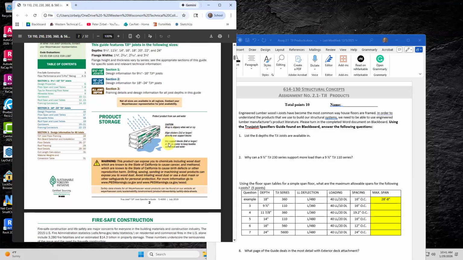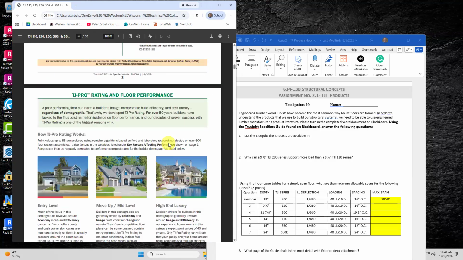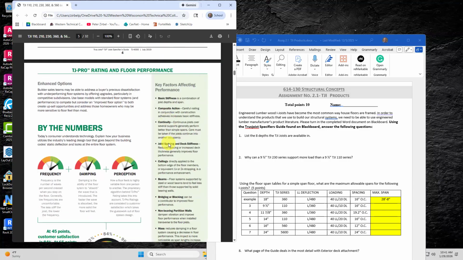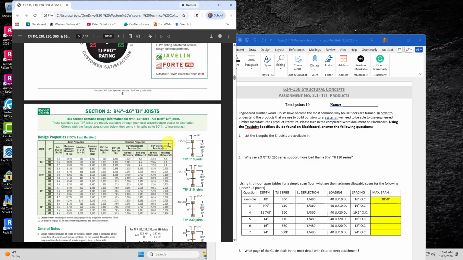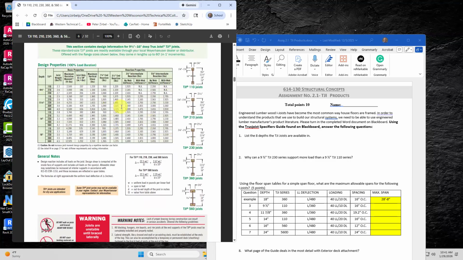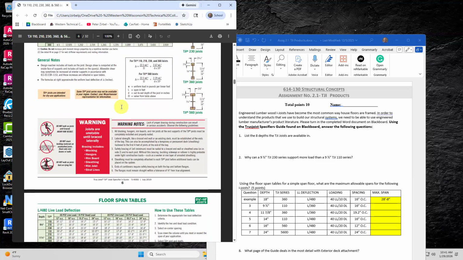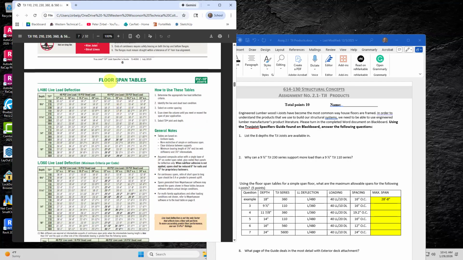So let's look at what we got. I'm just going to keep going on until I find the floor span tables. So these are design properties, not needed for here. What does this say? Floor span tables. Okay, so now my eyes light up. This is where I need to do it.